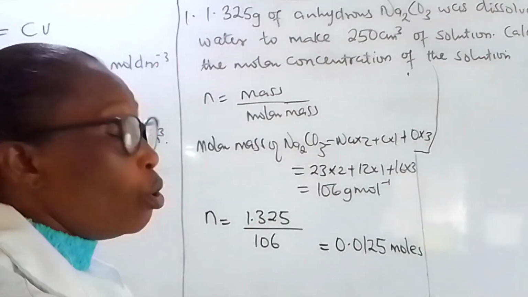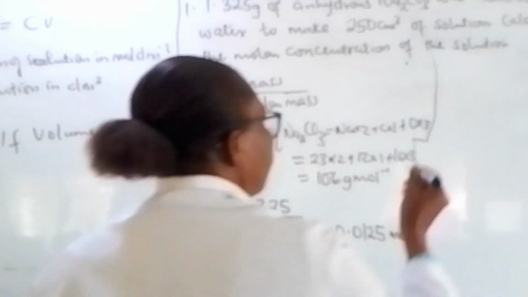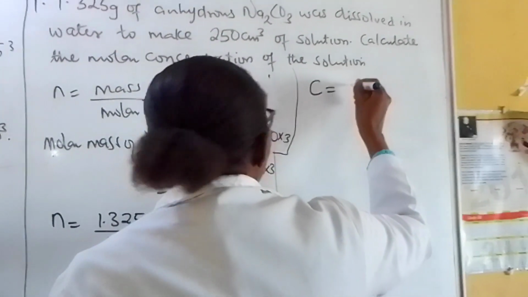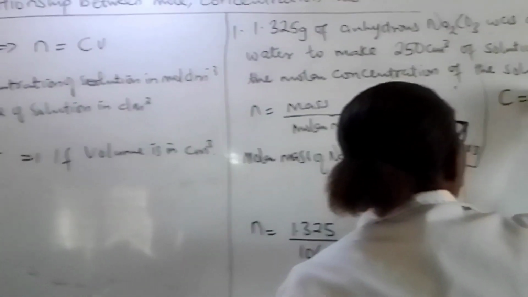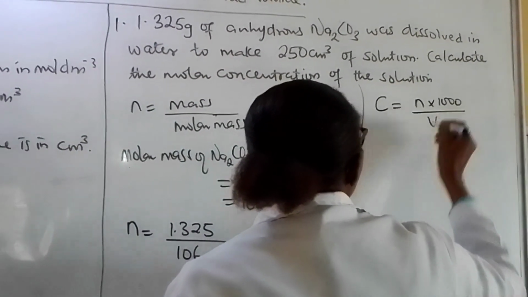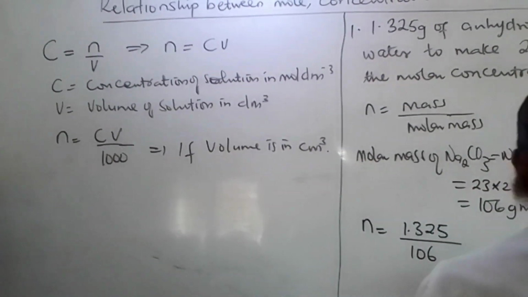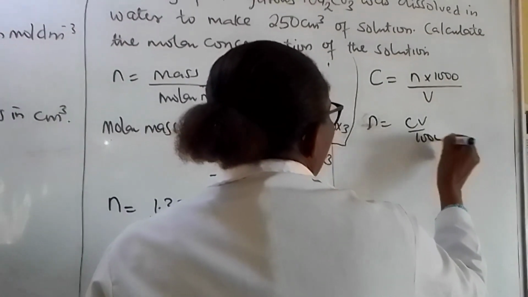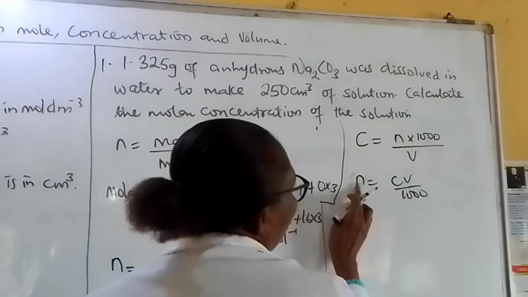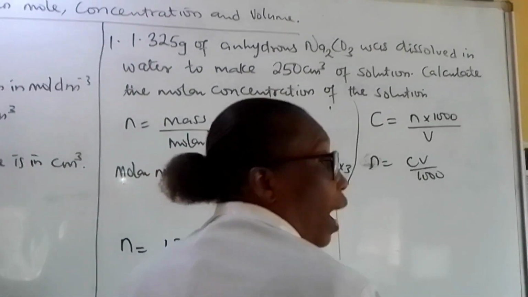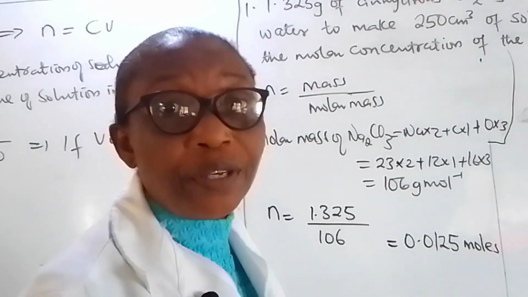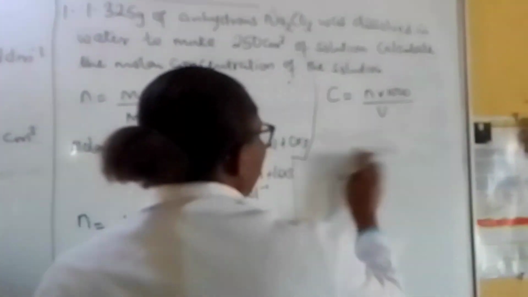Now we are going to determine the concentration. We said the molar concentration C is given by n times 1000 divided by volume. Recall that we have n equals CV over 1000. So how did we get this? We have to make C the subject of the formula, and so we cross multiply, and we have n times 1000 divided by V.